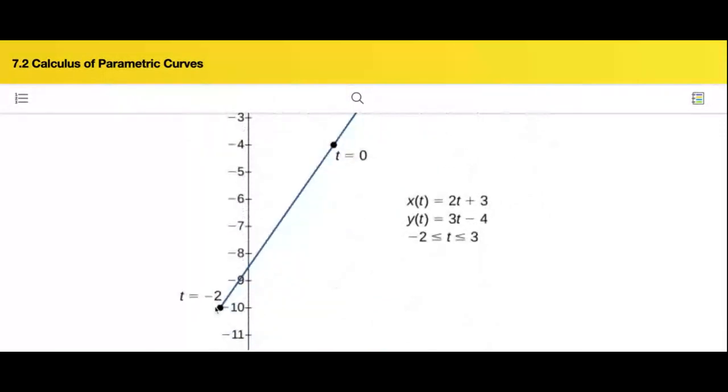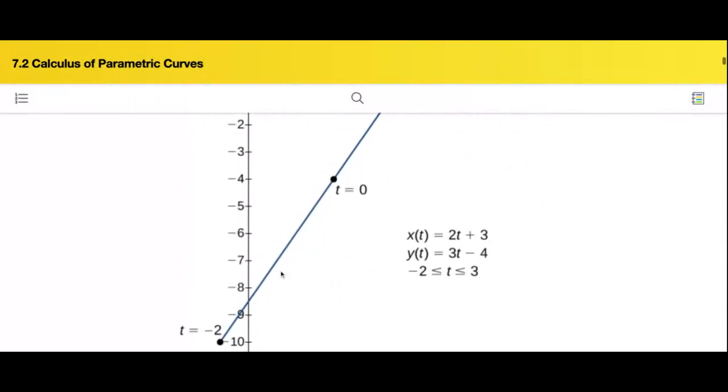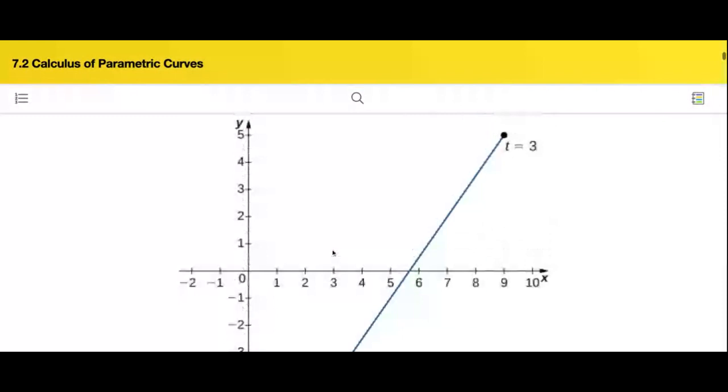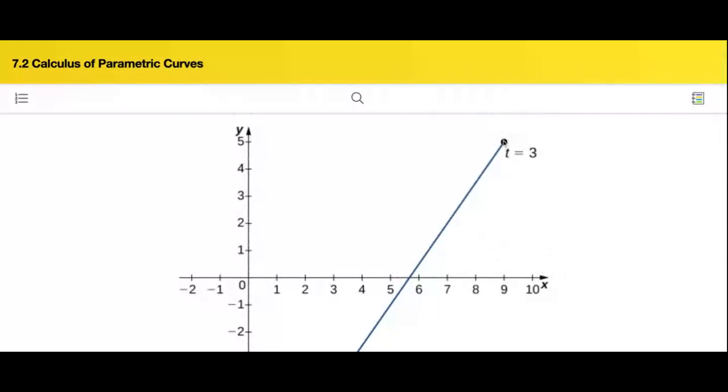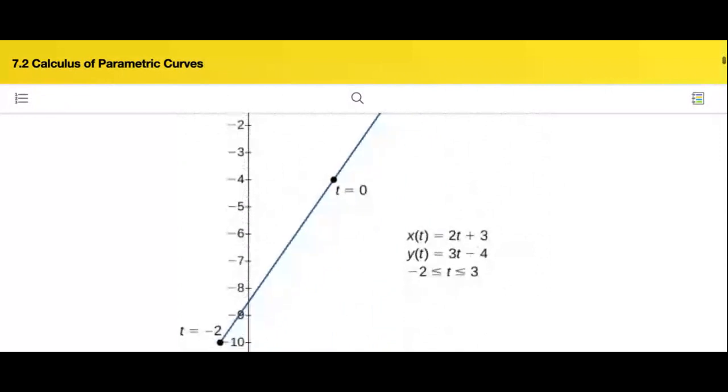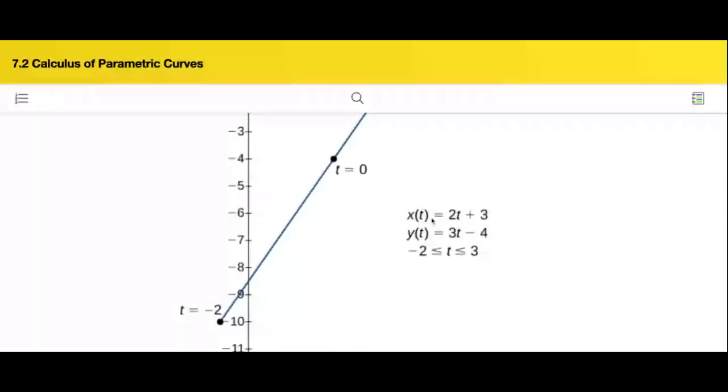When t equals -2, we get this point, and so on and so forth. When t equals 0, we get this point. When t equals 3, we get this point. So we get a line segment for these parametric equations.